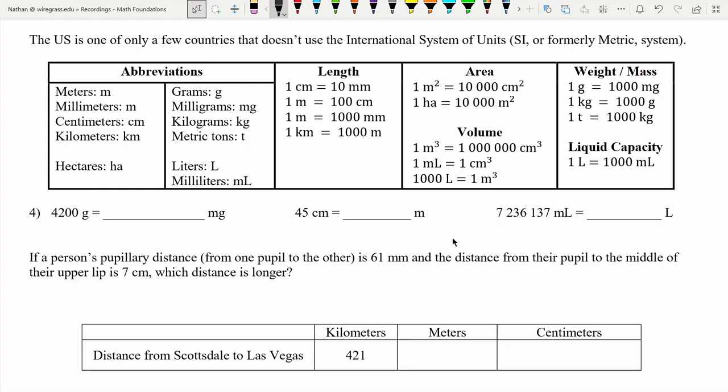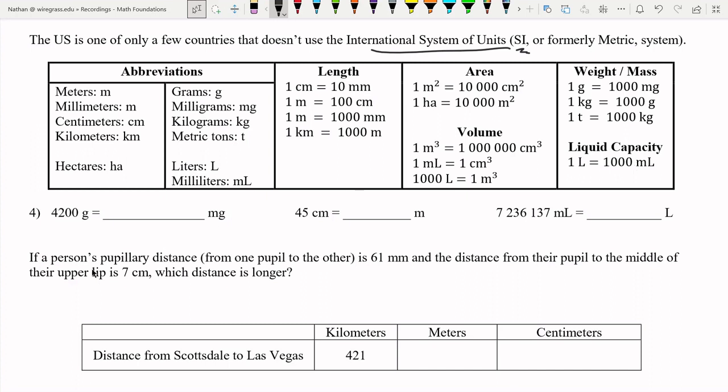The US is one of only a few countries, I think maybe three or so, just a handful of countries that doesn't use the International System of Units, called SI, or you may have also heard it called the metric system. But the SI system is what it's called today. Here's just a basic table of units. We have the abbreviations here, and then these are the conversions themselves. So the conversion process is still the same that we can use for this.